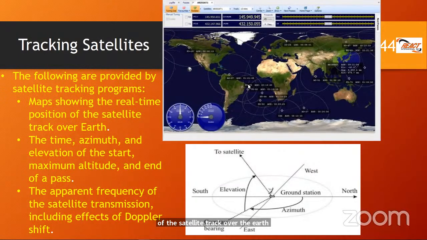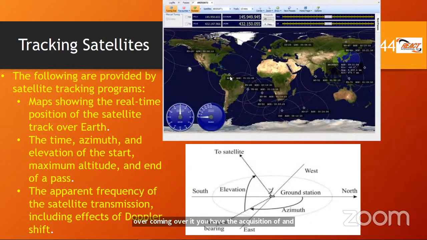It also allows you to see the time, the azimuth and elevation of the start, maximum altitude, and end of a pass. So the satellite will be coming overhead. So this is Trinidad and Tobago, for example. The satellite is coming overhead. You have the acquisition, and then it goes past the horizon and we can no longer see the satellite.